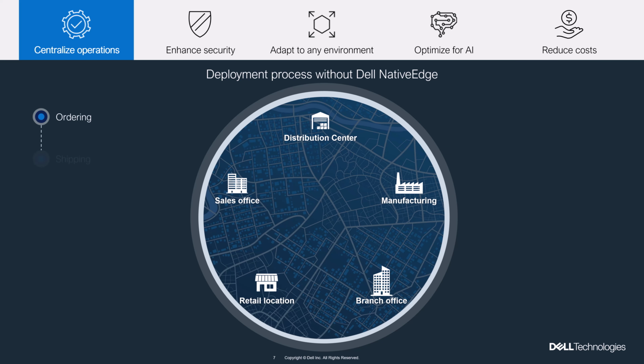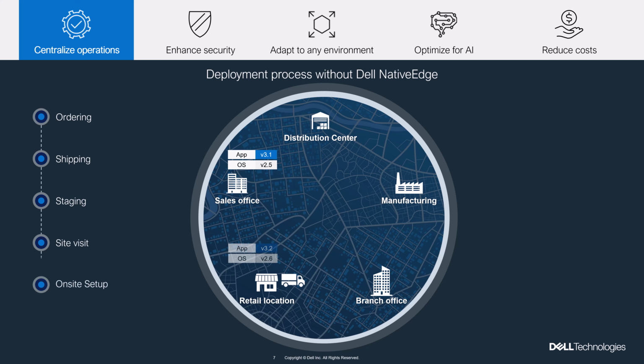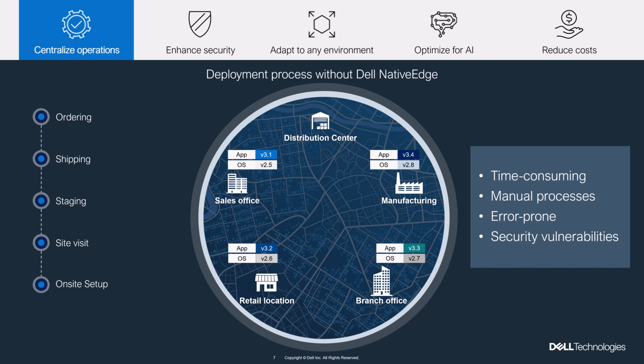Let's take a look at what the traditional deployment process looks like throughout distributed locations without Dell NativeEdge. In this traditional model, technology solutions need to be ordered, delivered, and staged at each location, and IT personnel must physically visit each site and manually handle the configuration and setup process.